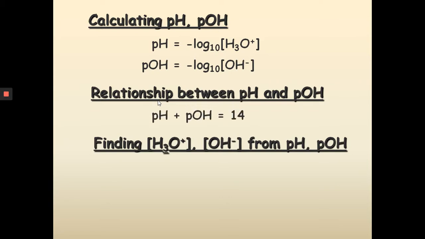The relationship between the pH and pOH: when you add the pH and pOH of the same solution, it's always going to be 14. Finding the concentration of hydrogen or hydroxide from pH and pOH, you just basically have to do the reverse of calculating pH and pOH. Concentration of hydrogen is 10 to the power of negative pH. And concentration of OH is equivalent to 10 to the power of negative pOH.